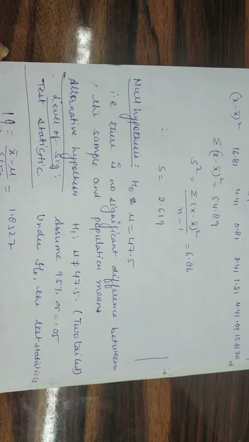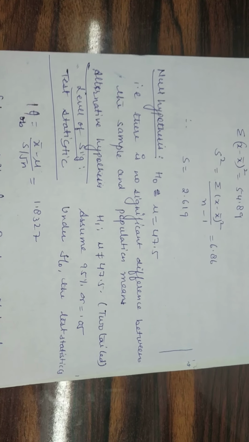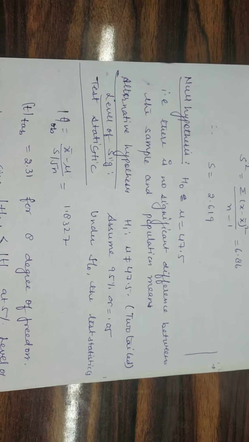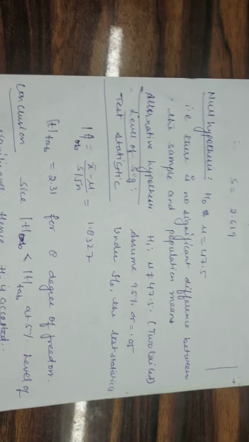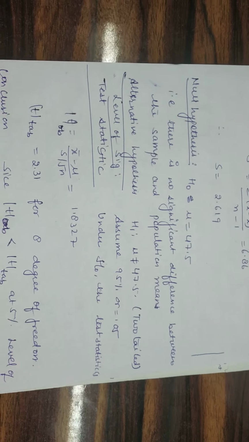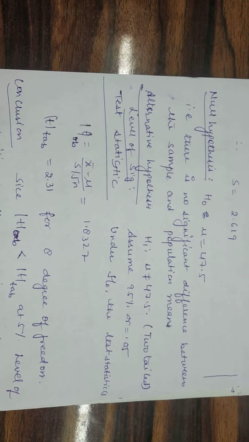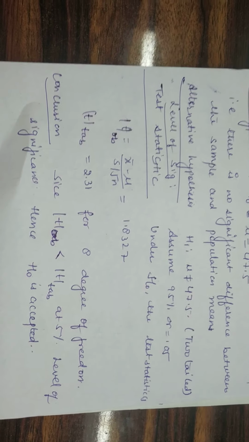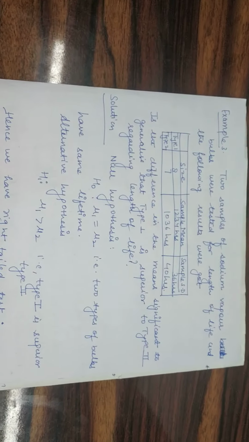We will assume null hypothesis H0: mu equals 47.5. Alternative: mu is not equal to 47.5. Here, because the level of significance is not given, we are assuming 95%, that is 0.05. Now we'll calculate T observed by the described formula and T tabulated from the table. Conclusion: here H0 is accepted.